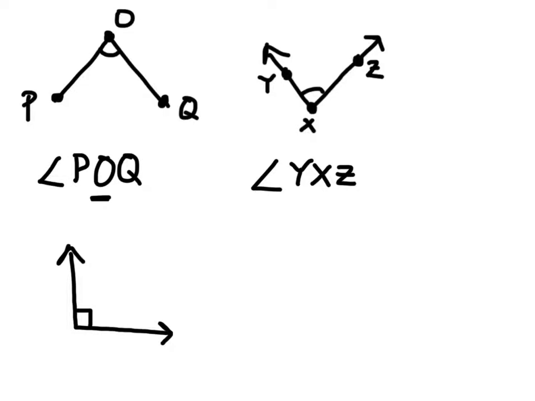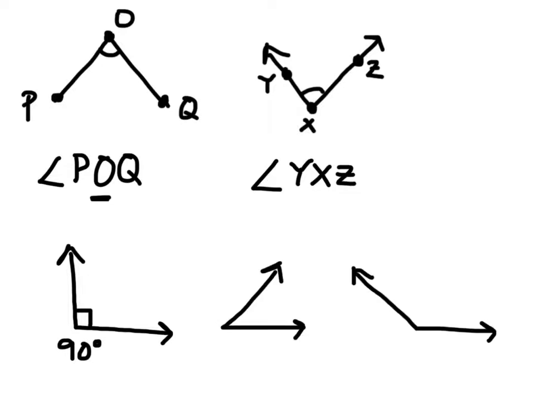Some angles are called right angles because they measure 90 degrees at the point where they meet. Angles that are smaller than 90 degrees are called acute angles, and angles that are larger than 90 degrees are called obtuse angles.